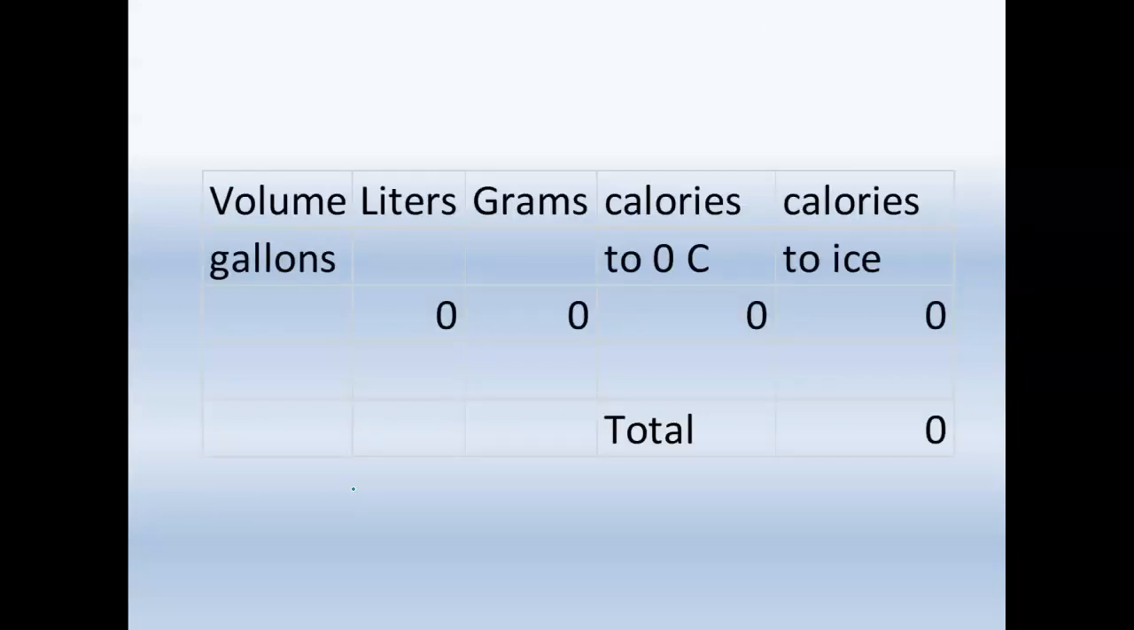So you've got to figure out your volume in gallons. You're going to have to change that to liters, and you'll have to change it to grams. And you've got to figure out how many calories it's going to take to get it to zero as a liquid. And then you've got to figure out how many calories it's going to take to get all of that to ice.